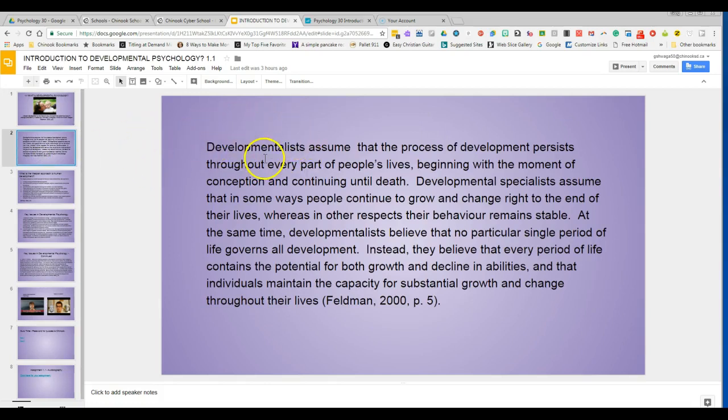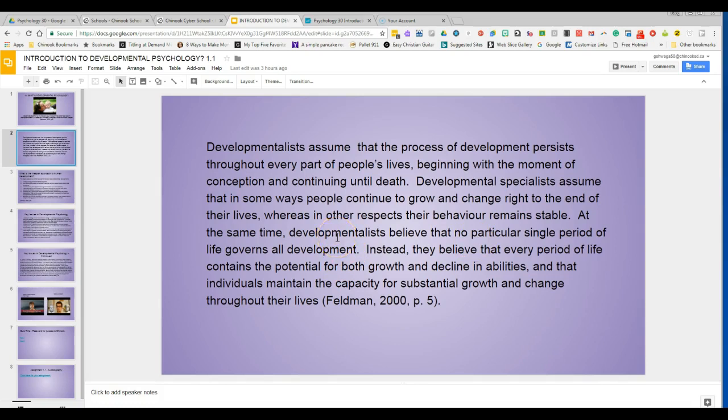Developmentalists, really developmental psychologists, are making an assumption here that development continues throughout every person's life, beginning at conception and continuing until death. Developmental psychologists assume that we continue to grow and change right to the end of our lives, whereas in other respects the behavior remains stable. At the same time, they will say that no particular period governs all of development.